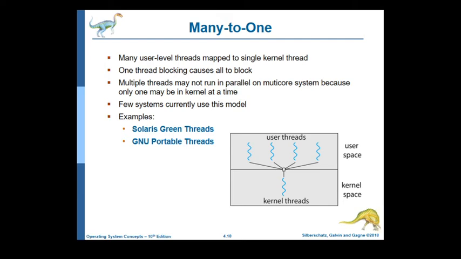Very few systems currently use this model because of its inability to take advantage of multiple computing cores, which have now become standard on most computing systems. For example, Solaris Green Threads and GNU Portable Threads have used the many-to-one model.